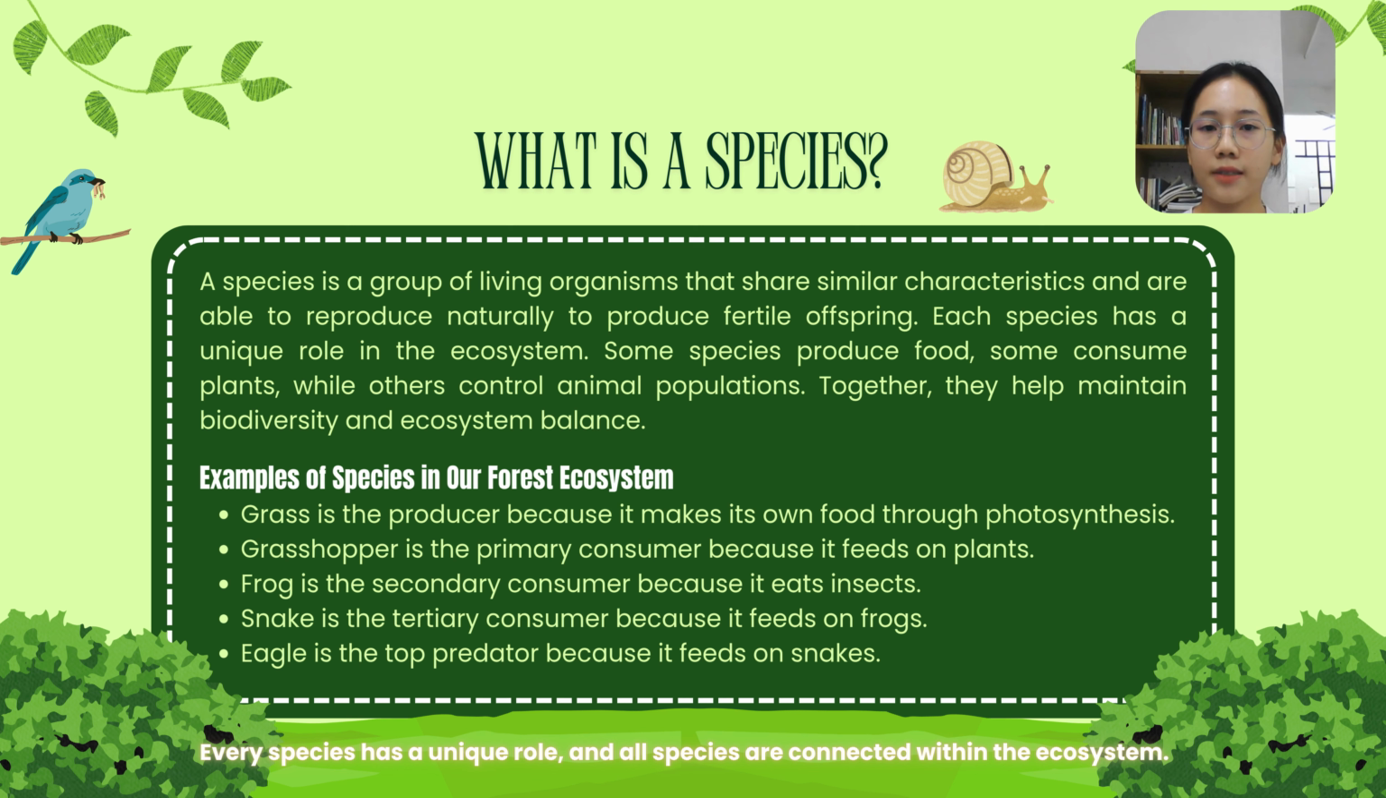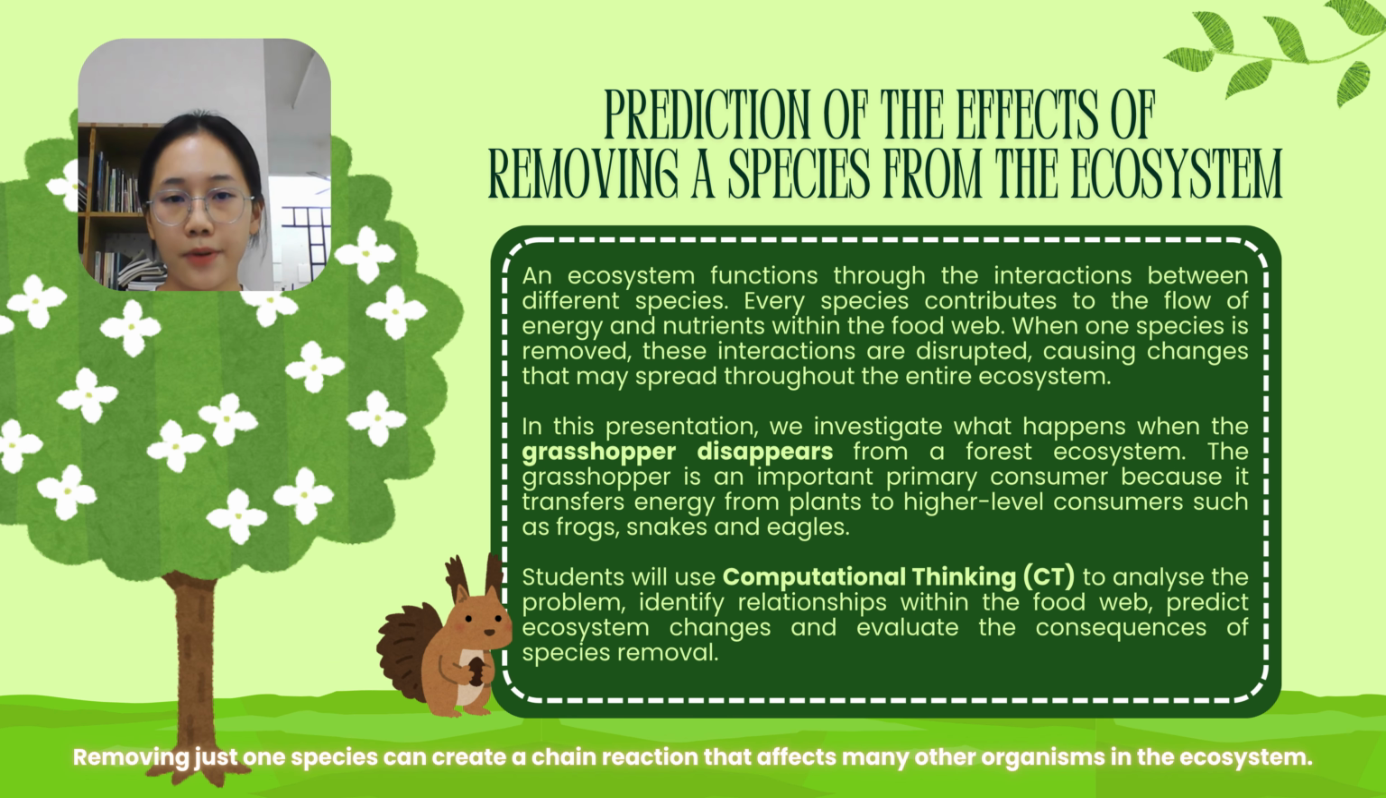Although each organism has a different role, they are all connected through the food chain. This means that the survival of one species depends on the others. These ideas become the main focus of my project because the students can investigate what happens if one of these species suddenly disappears. So the science problem in my project is: what happens if the grasshopper disappears from the ecosystem?